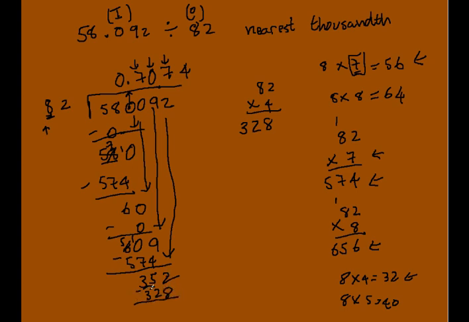So 2 take away 8 cannot do. Borrow 1 from this one. This one becomes a 4. This is 12. 12 take away 8 is 4. 4 take away 2 is 2. And then 3 take away 3 is nothing. So your final answer is this with a remainder of 24.